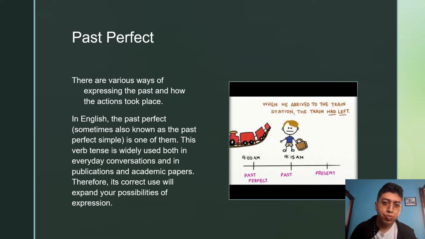Past perfect. There are various ways of expressing the past and how the action took place. In English, the past perfect, sometimes also known as the past simple. This verb tense is widely used both in everyday conversations and publications and academic papers. Therefore, its correct use will expand your possibilities of expression.